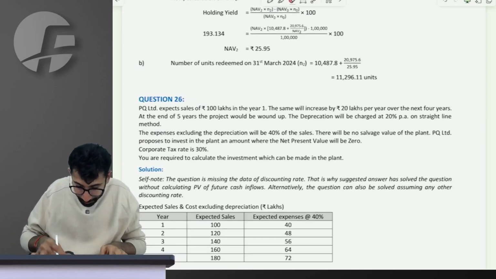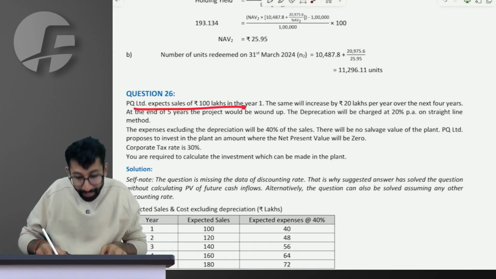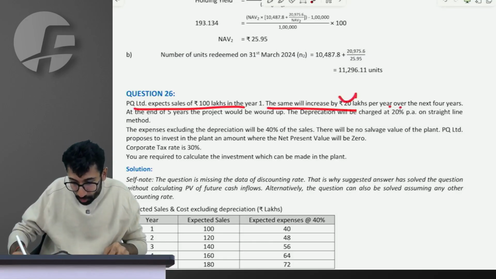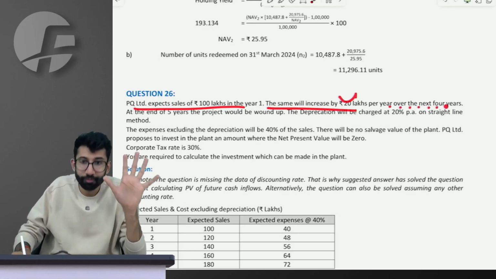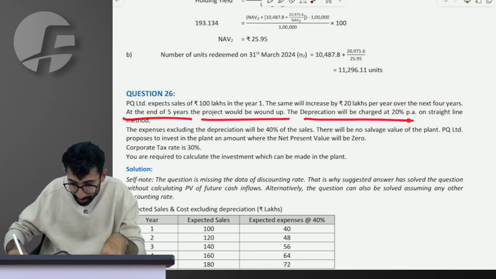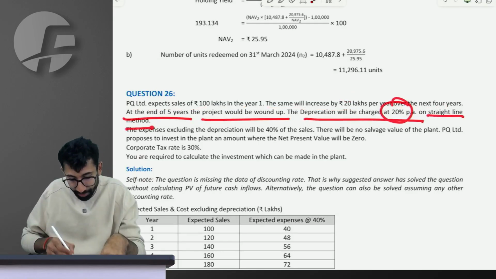PQ Limited expects sale to be 100 lakhs in year 1. Fine. The same will increase by 20 lakhs over the next 4 years. So we have the sale of the next 5 years. At the end of the 5th year, the project will be wound up. Depreciation will be charged at 20% on a straight line basis.